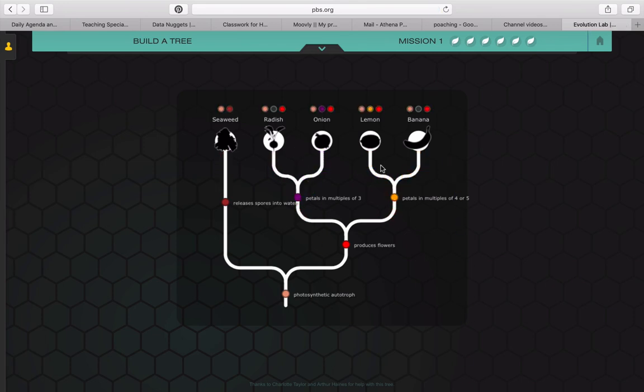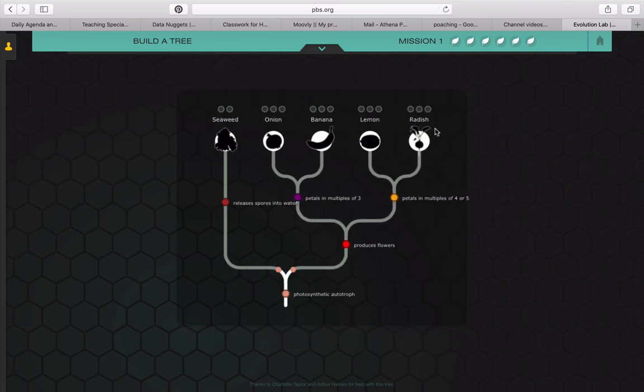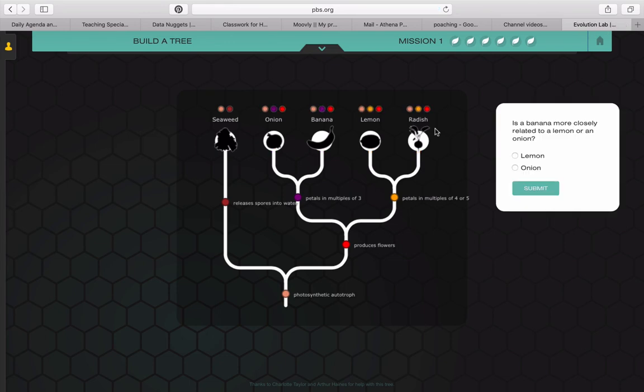Okay. So petals of 4 or 5 work for the lemon, petals of 3 work for the onion, but it doesn't work for the banana, doesn't work for the radish. So I'm going to switch them to show their differences in relatedness. I'm going to move the banana with the onion, and I'm going to move the radish with the lemon. Let's see if that works. And there we go.